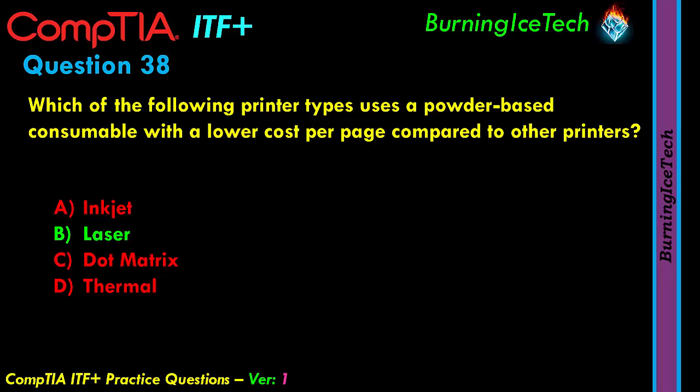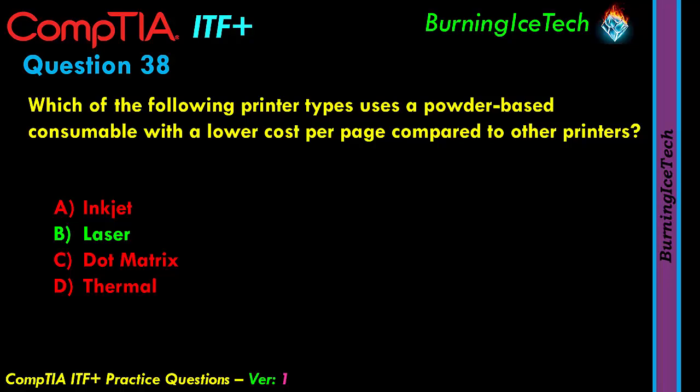Now, the printer itself normally costs a little bit more than an inkjet, pretty much double the price of an inkjet printer. But in general, over time, you're going to find that the laser printer actually works out way cheaper because the consumables work out way cheaper. You're going to get way further out of that ink. And in general, they just cost less. So the answer is B, but looking at the other ones, C, dot matrix.